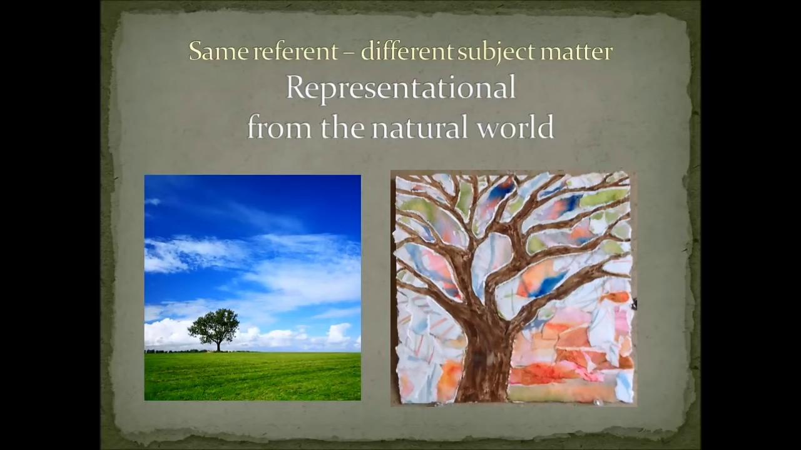Artwork that is representational always has a referent. We apply the term representation from the natural world to a wide range of realistic artwork. Here's an example of a photograph that is highly realistic and a collage that uses abstraction to manipulate reality. The referent of the tree is recognizable in both examples.